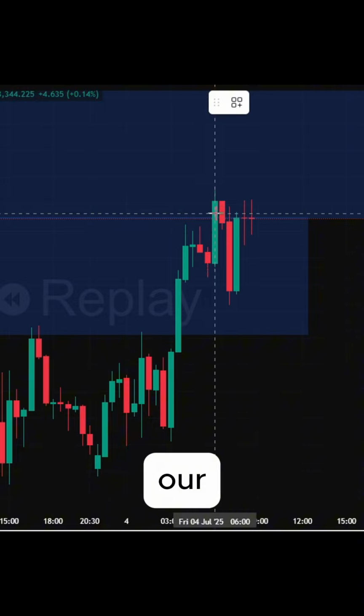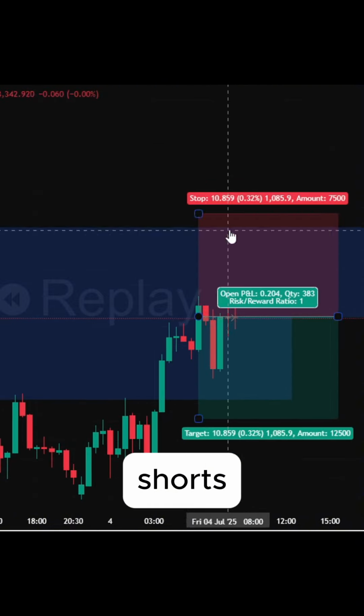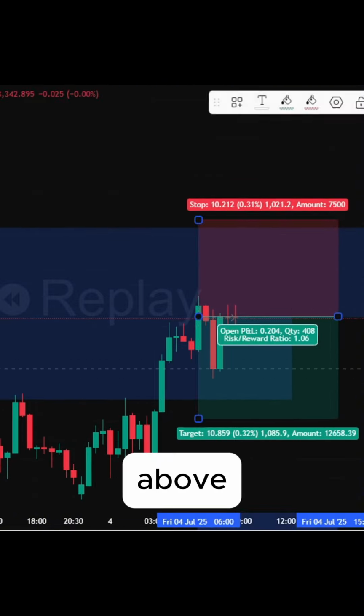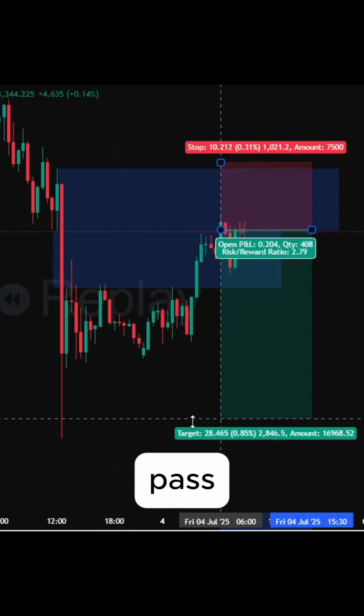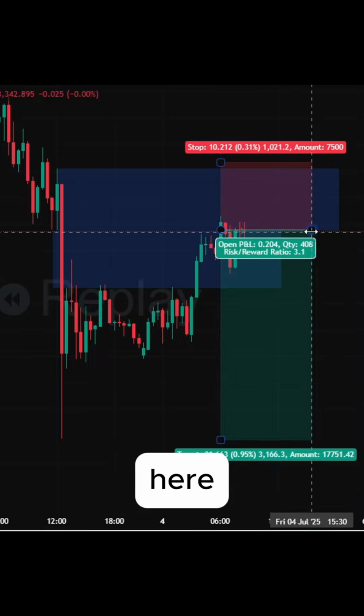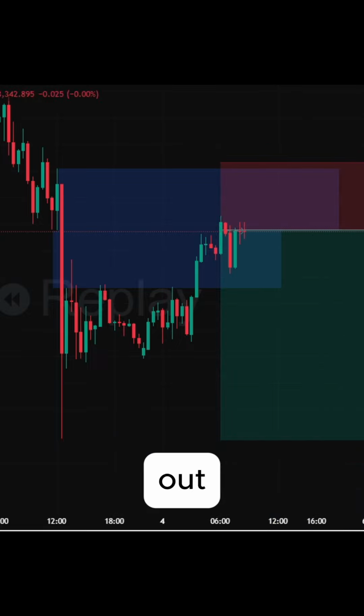Now that's where we enter our market. Here, we can enter shorts, stop loss above the order block, and a TP below past liquidity right here. And let's watch this trade play out.